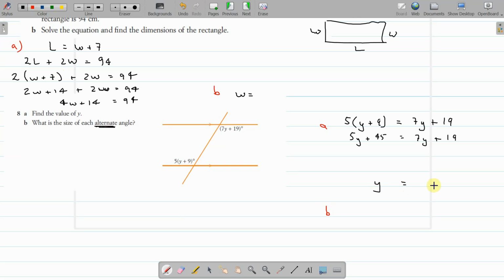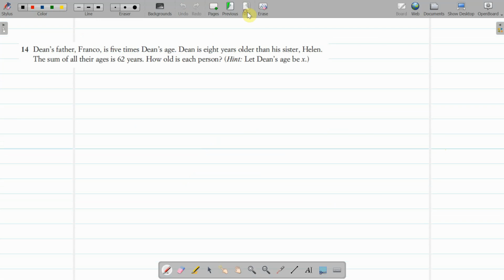And part B is sub in what you get here into one of these. What is the size? Well, if they're equal, then all you need to do is sub in what you get for y into 5. That one will be easier. Actually, it doesn't really matter. 5 times whatever y is plus 45 should be the same as 7 times whatever y is plus 19. So then you can work out what the size of the angle is. So that's 8b.